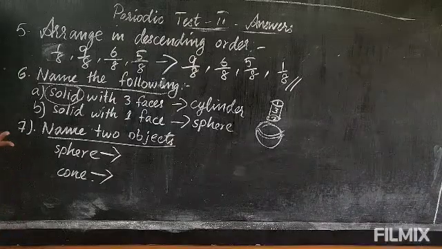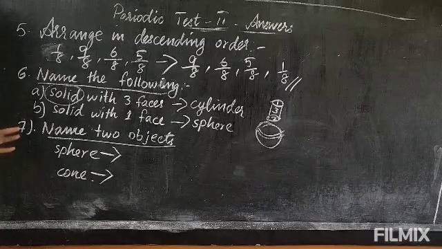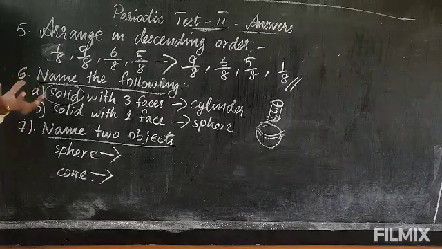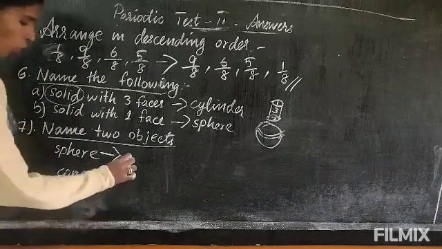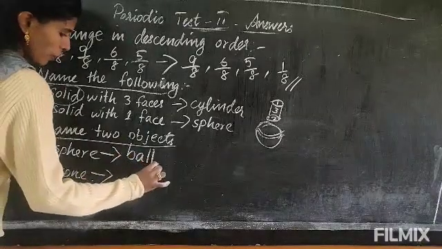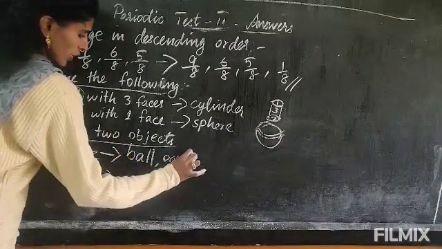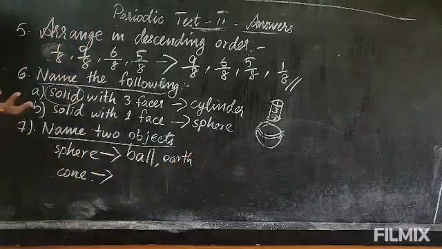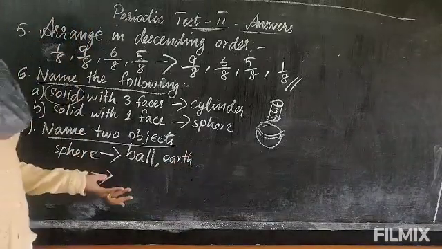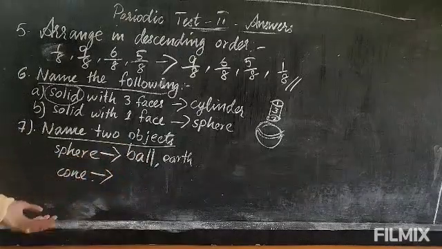Next one, name 2 objects. You have to give any objects in spherical shape and cone shape. Spherical shape means in a round shape, which is, there, ball you can write. And some of you have written earth, so that can also be a correct answer. Whatever is the round shape you can write. Football, volleyball, again laddu, anything you can write.